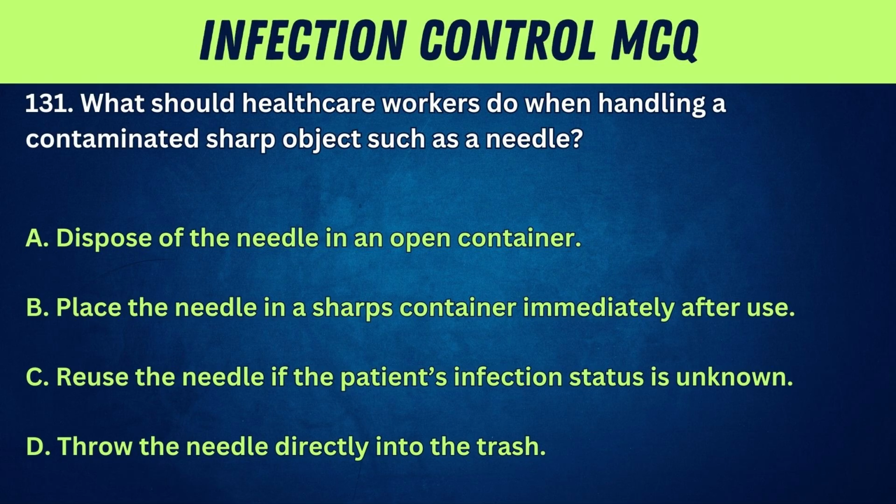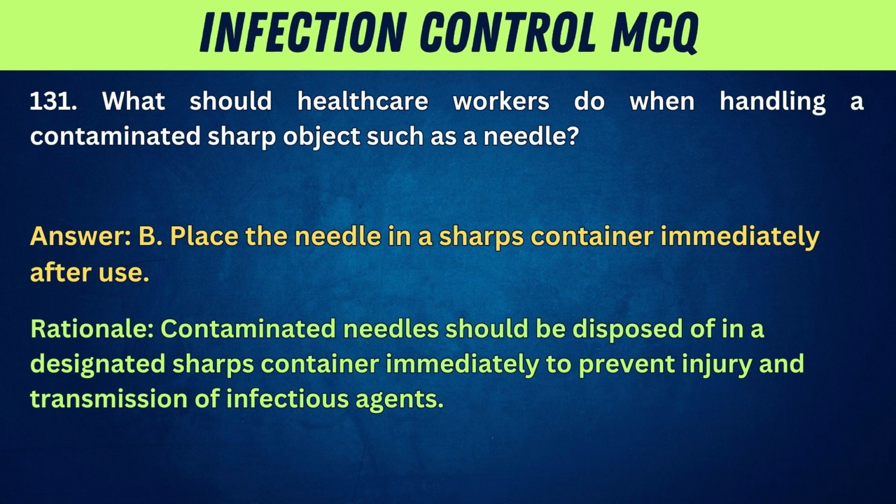131. What should healthcare workers do when handling a contaminated sharp object such as a needle? A. Dispose of a needle in an open container. B. Place the needle in a sharps container immediately after use. C. Reuse the needle if the patient's infection status is unknown. D. Throw the needle directly into the trash. Answer: B. Place the needle in a sharps container immediately after use. Rationale: contaminated needles should be disposed of in a designated sharps container immediately to prevent injury and transmission of infectious agents.